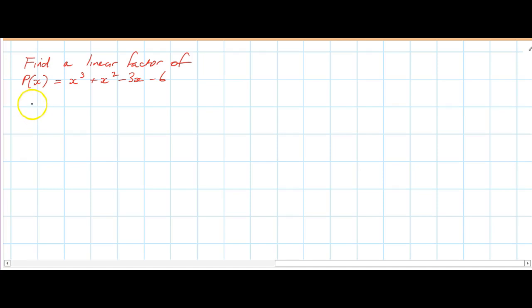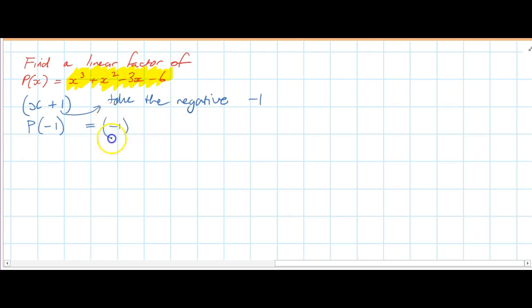So let's think about this linear factor here, x plus 1. Is that a factor of this polynomial? The way we find out is we take the negative of that number, so the negative of positive 1 is negative 1. What we're going to do is substitute in p(-1) using this polynomial. So wherever I see x, I'm going to substitute in negative 1. So let's do that now.